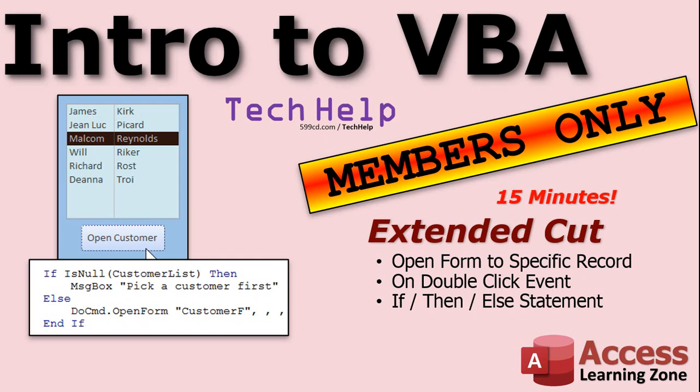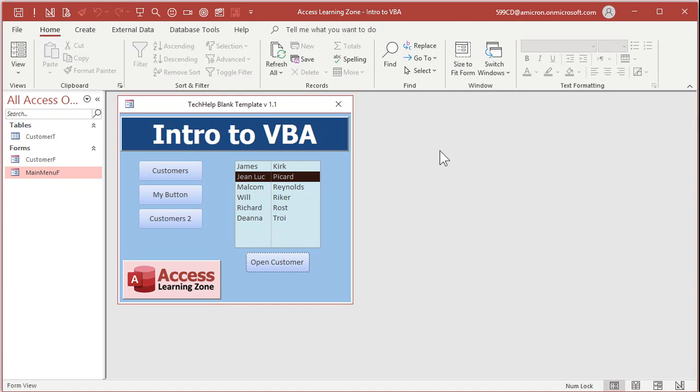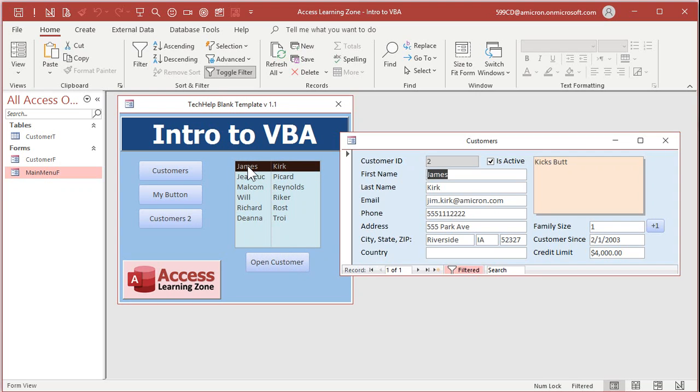Then I will teach you event programming. Right? How to do things when a certain event happens. For example, the on double-click event. What happens if instead of clicking that button, I want to double-click on the customer list? Right? Instead of clicking that button, it's easier just to double-click on James Kirk. There it is. That's a double-click event.